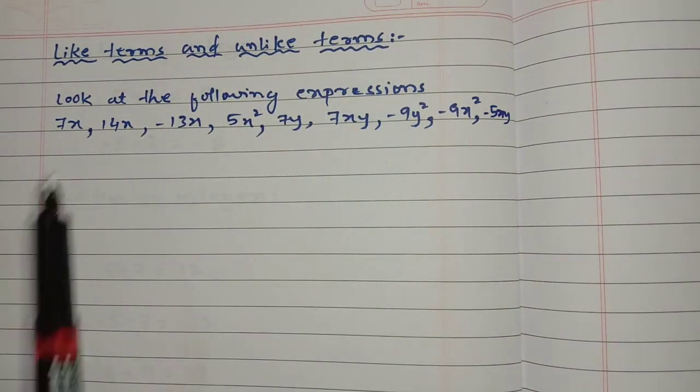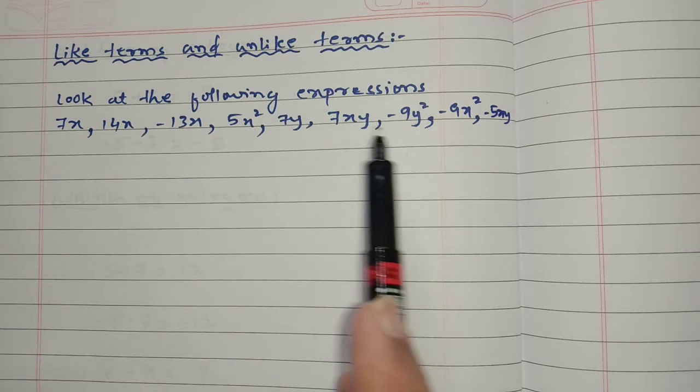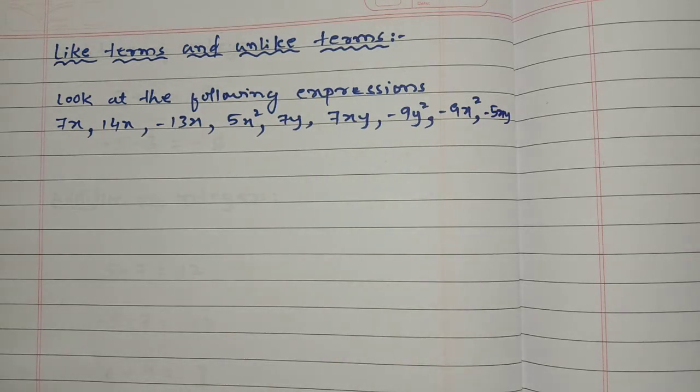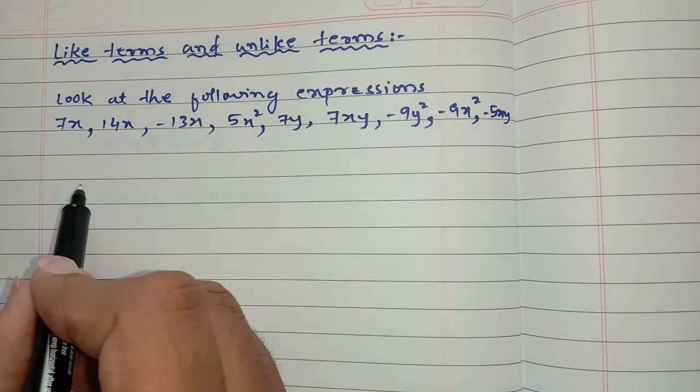Here you can see some expressions are given, and in these expressions we will see which are like terms and which are unlike terms. We'll also see why they are like terms and why they are unlike terms. What is the reason, that also we'll see in this video. Watch the video till the end. Let's start.